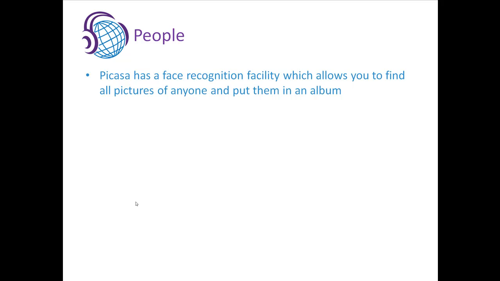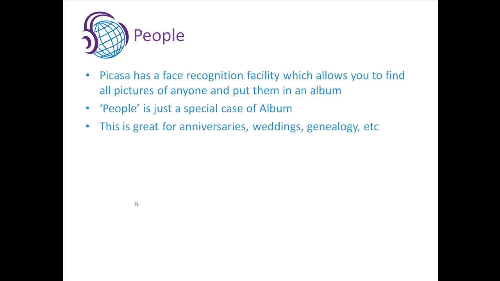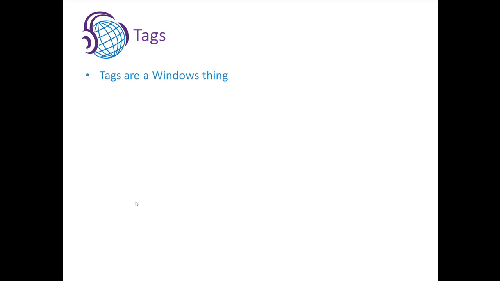Now, the people facility is great fun. It has a face recognition facility which allows you to find pictures of anyone, and it will then automatically recognize new photographs and put them in a person-based album. It's just a special case of album. And if you want to prepare a set of photographs for something like a wedding or an anniversary, whatever, it is really useful.